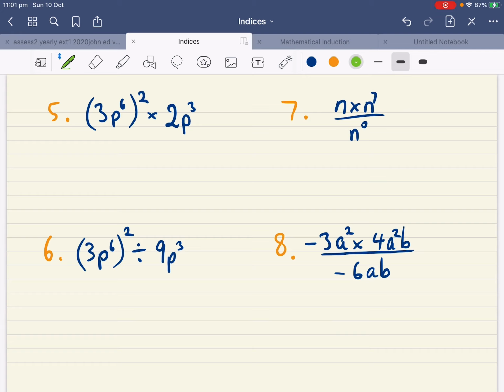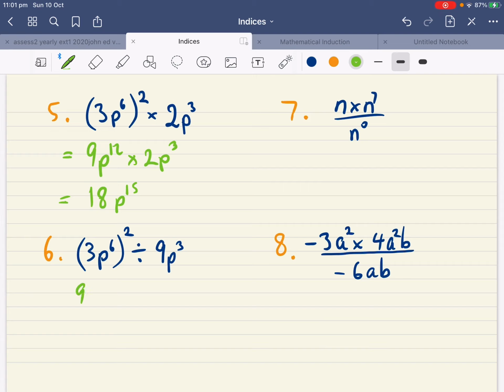Okay, so for question number 5, I'd be starting off with index law 3. 3 squared, that's a 9p to the 12 times 2p to the 3. And now it's just index law number 1. 9 times 2 is 18. And when multiplying, keep the base the same, add the powers, you end up with p to the 15 at the end of it. Question 6, same sort of thing.